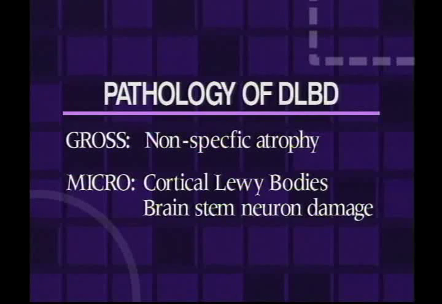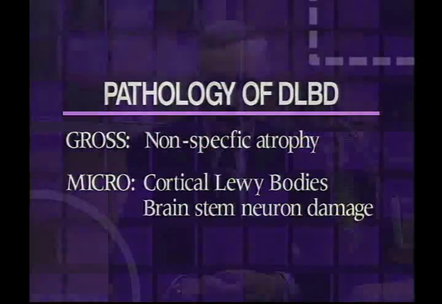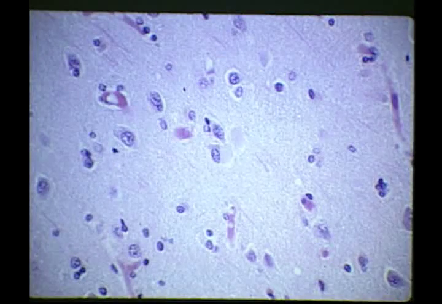The type of pathology that you see in Lewy body disease then is, at the gross level, nonspecific atrophy. Sometimes the brains are not atrophic at all. But at the microscopic level, you will demonstrate cortical Lewy bodies, as well as damage to the brainstem. In the next slide, we show you a microscopic specimen from a patient with diffuse Lewy body disease. Remember when we were showing you the microscopic picture from the patient with Parkinson's disease? There was that nice big body inside the brain cell with the halo around it and the red bullseye in the middle, the Lewy body.